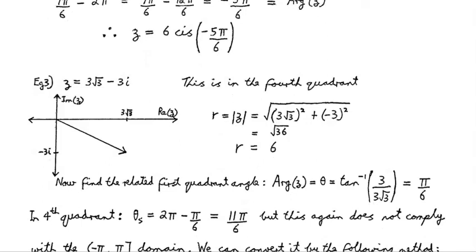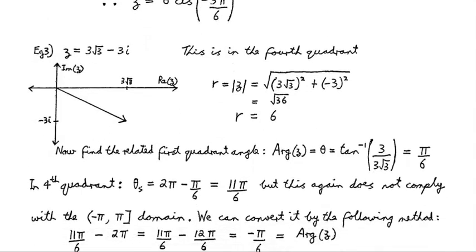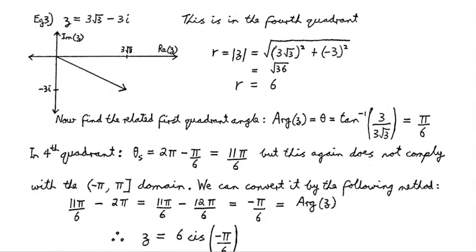This time we're going to be in the fourth quadrant. Let's move this down a bit. Z is 3 times square root of 3 minus 3i. So now we're in the fourth quadrant. R is mod Z, and again we're going to end up with R equals 6. Now find the related first quadrant angle. Capital A arg of Z equals theta equals inverse tan 3 on root 3, which is just 1 on root 3, which is pi on 6.